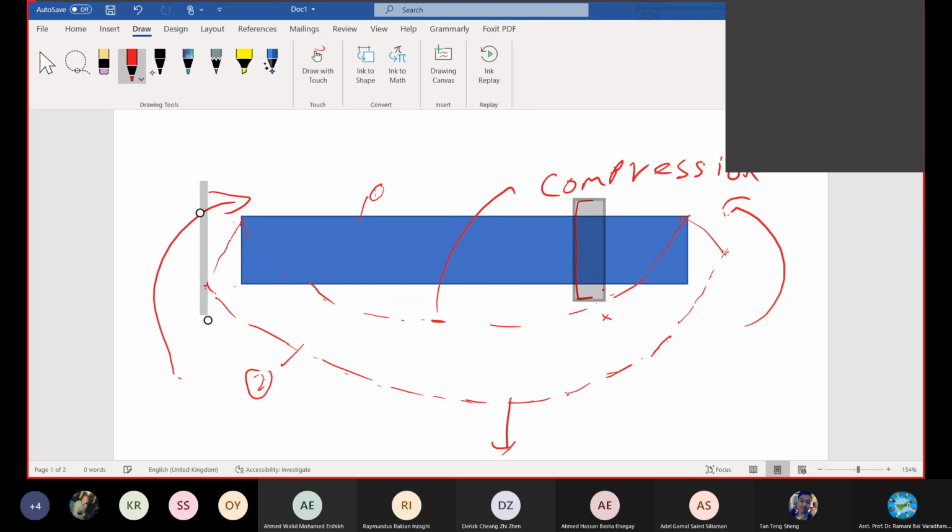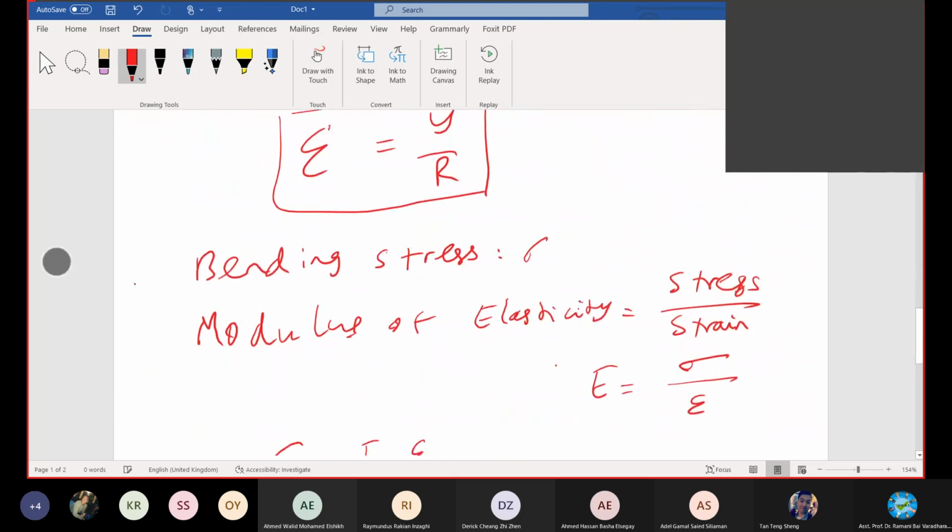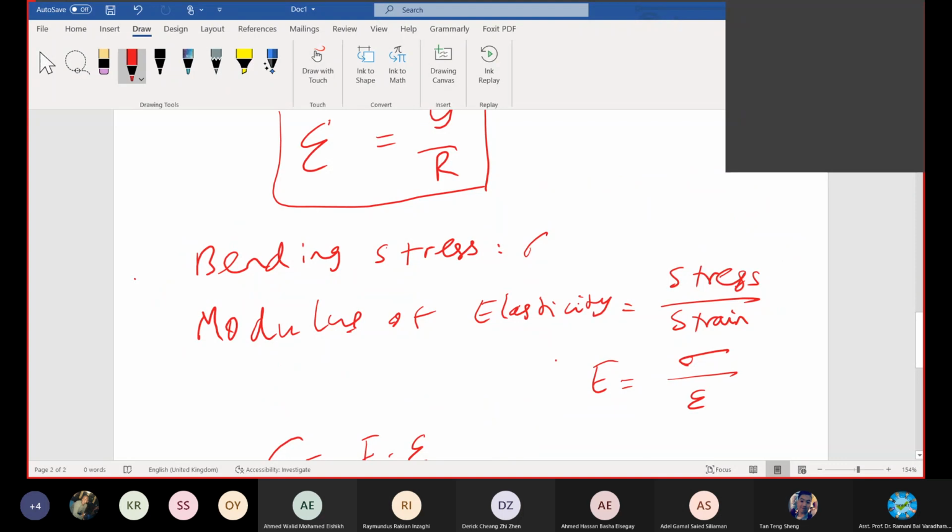When I cut the section at this point XX, I will have the cross section like this. Let me do this one.